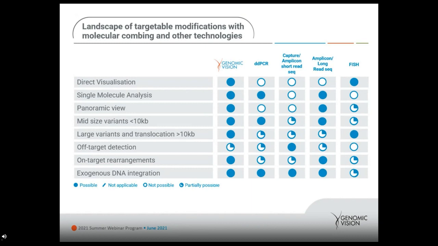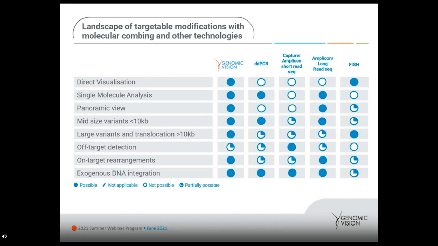At Genomic Vision, we provide a technology that combines direct visualization, single molecule analysis, and a panoramic view of the targeted regions. So molecular combing can visualize and quantify mid-size variants that are between 2 and 10 kb in size, and quantify large variants and translocations that can be more than 10 kb in size. It can also visualize and quantify on-target rearrangements that can be quite complex, like, for example, inversions and duplications that can happen a couple of kb away from the target site, and also exogenous DNA integrations.